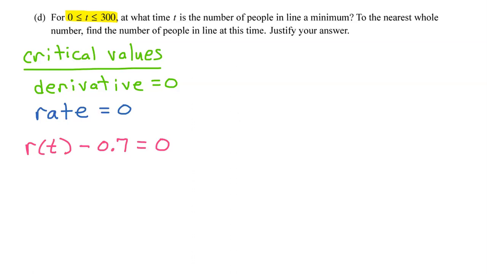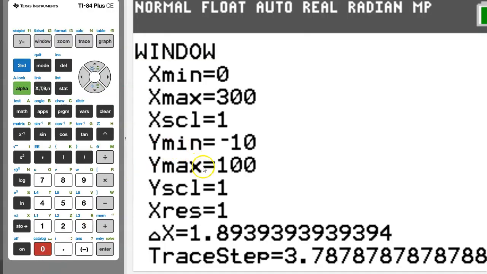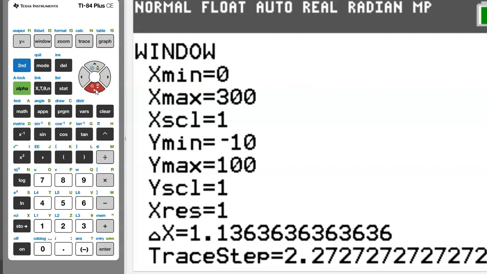Well, this rate, we're talking about the number of people per second getting in line. So this is going to be a small number. 5 people per second, 3 people per second, these will be small numbers. So let's set the y min and y max as pretty small numbers. Like maybe you could put 10 or 5. You can change it if you need to.